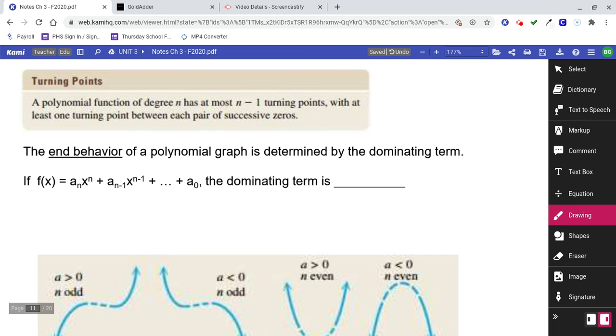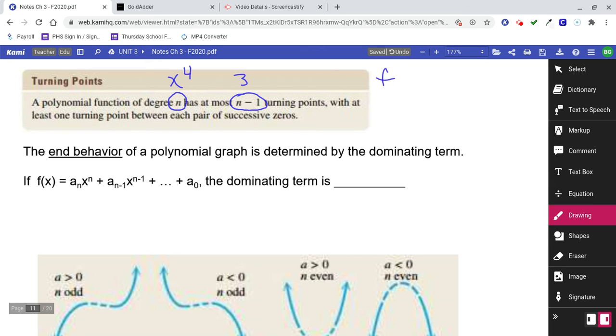Turning points: a polynomial function of degree n has at most n minus 1 turning points, with at least one turning point between each pair of successive zeros. Students kind of struggle with that, but if you're talking about an x to the 4th function, that means it has at most 3 turning points. That's what they're talking about.